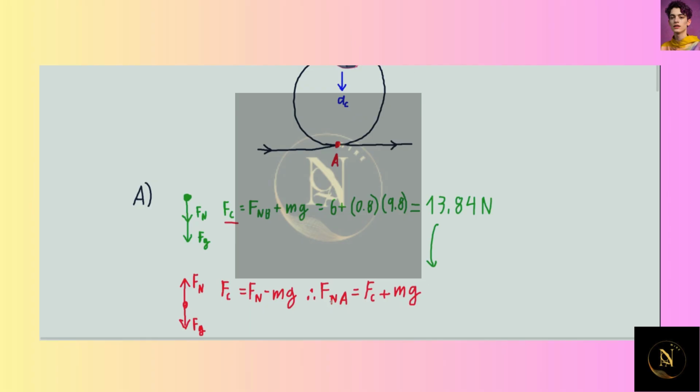and say that the normal force at point A will be equal to 13.8 plus 0.8 times 9.8. And that'll give us a force of 21.64 newtons. And that is our final answer.